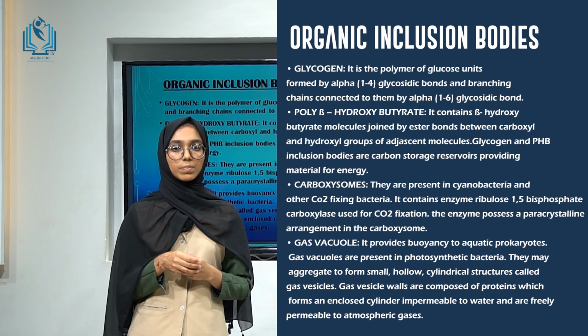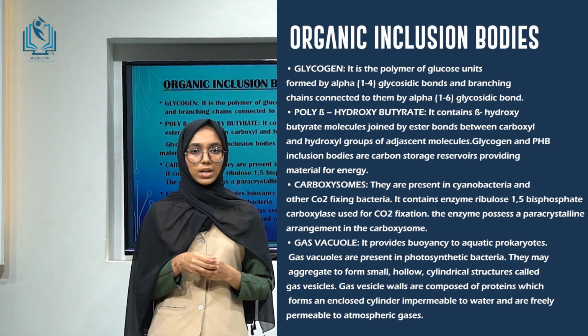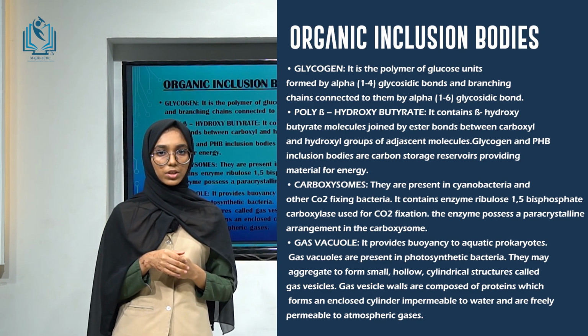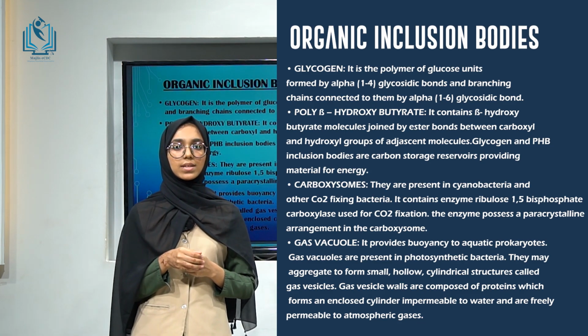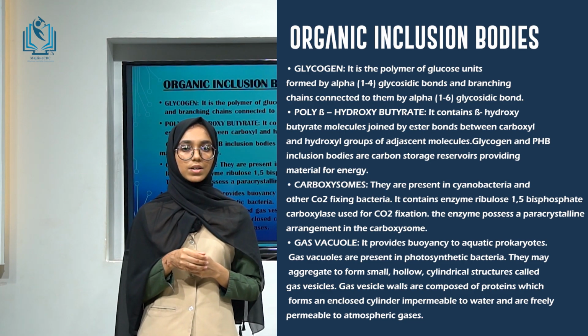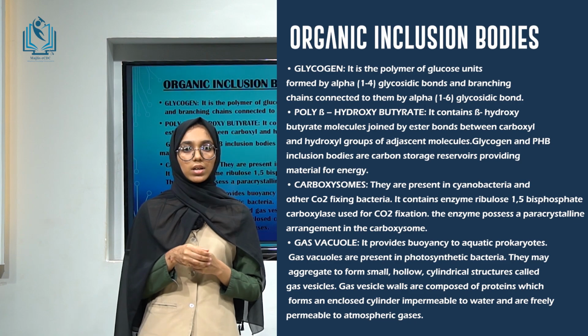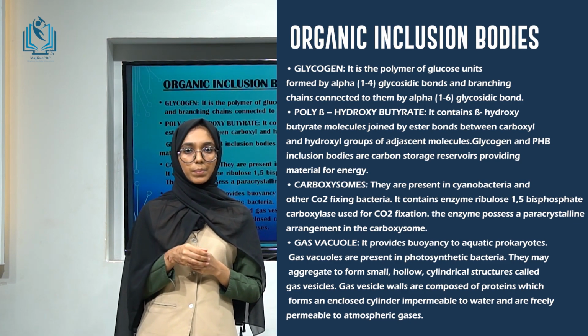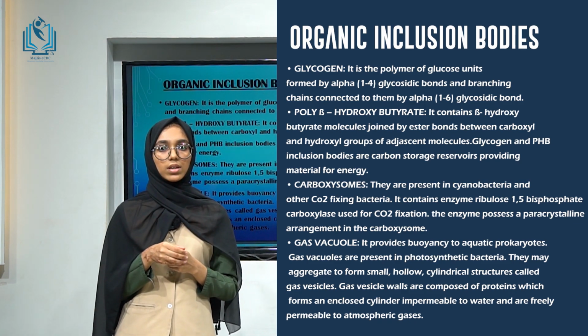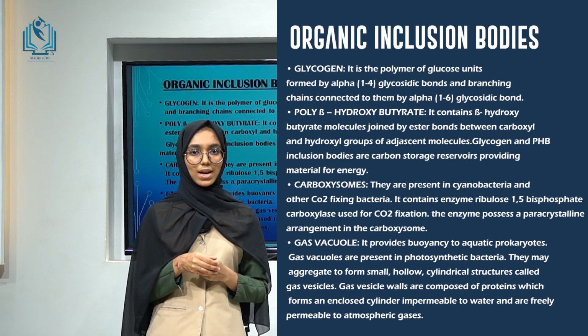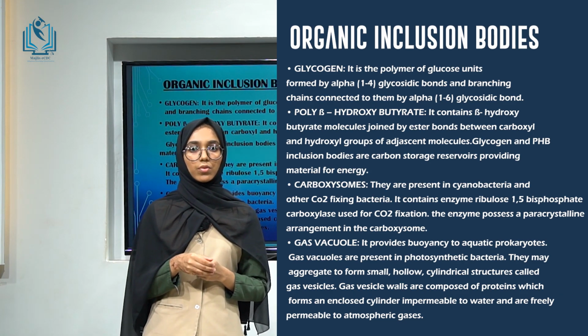Now we have poly-beta-hydroxybutyrate. It contains beta-hydroxybutyrate molecules which are linked by ester bonds between the carboxyl and hydroxyl groups of adjacent molecules. Glycogen and PHB inclusion bodies are carbon storage reservoirs as they provide material for energy.